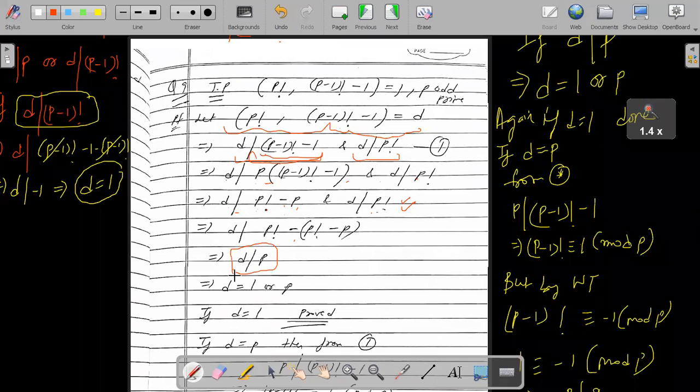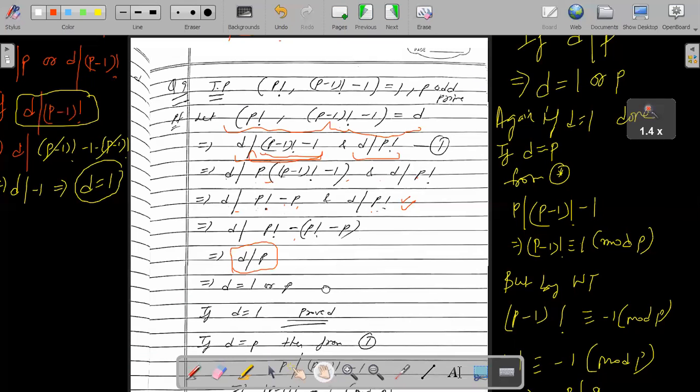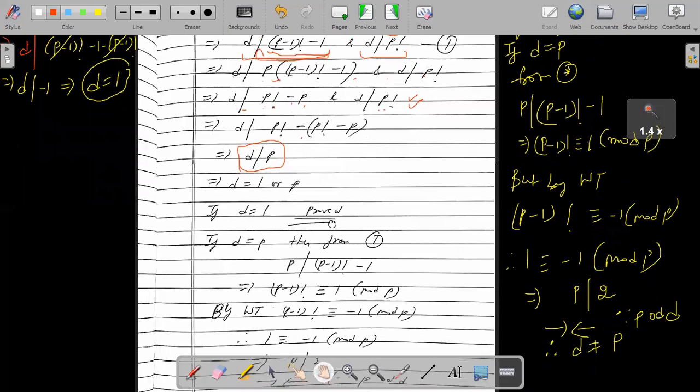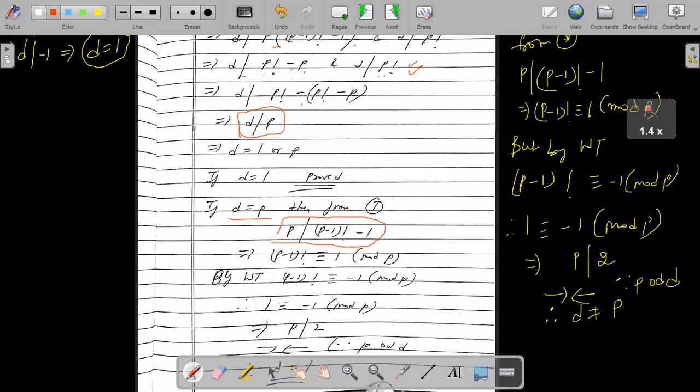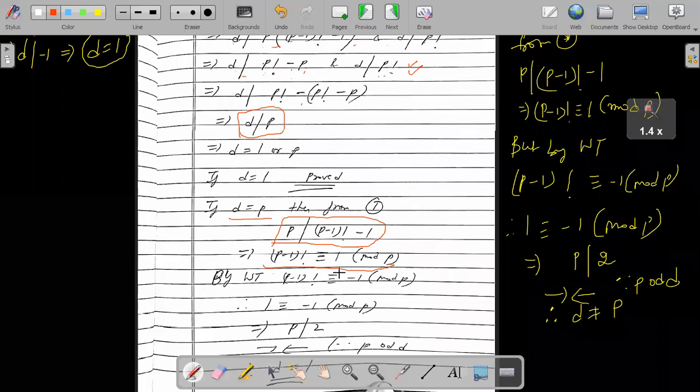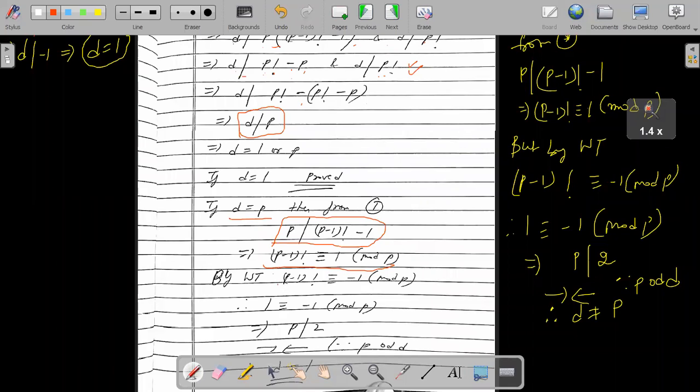अब अगर आप दोनों को सब्ट्रैक्ट कर दो, you get D divides P. So either D is 1 or D is P. So if D is 1, we have proved because यही तो हमें show करना था, D is 1. And if D is equal to P, then you have what? P divides P minus 1 factorial minus 1. So therefore P minus 1 factorial is congruent to 1 mod P. But हमें तो विल्सन थ्योरम से पता होता है P minus 1 factorial is congruent to minus 1 mod P. तो यहाँ से क्या आ गया, 1 is congruent to minus 1 mod P और P divides 2, which is contradiction because P is odd and 2 is even. Beta, is it clear?